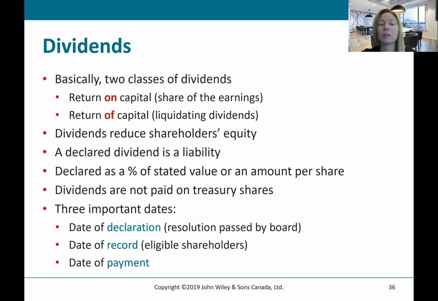There's also a date of record, which is the date of the cutoff for who the eligible shareholders are for the dividend. As we know, the shares of publicly traded corporations change hands often. So there has to be a date at which they lock down the share register and say, okay, this is the date of record for the dividend. There's no accounting entry on the date of record. And then the date of payment is where we're going to clear out the payable and actually pay out the dividend in cash to the shareholders of record.